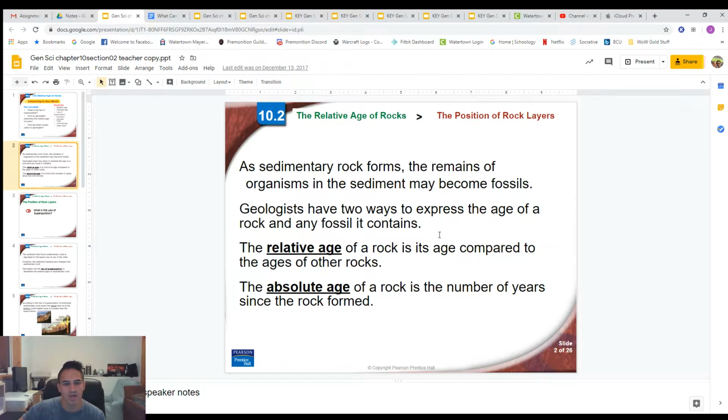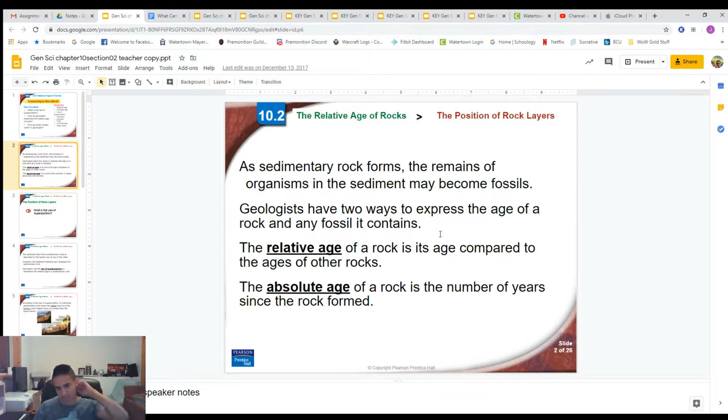So here we go. Remember that when we are looking at rocks, sedimentary rocks are usually the types that we're going to be looking at when it comes to relative age. Now, it doesn't mean that igneous rocks aren't useful either, but sedimentary rocks are oftentimes the ones that contain fossils, as well as they make nice layers very well. So we have two ways to express age of rocks and fossils.